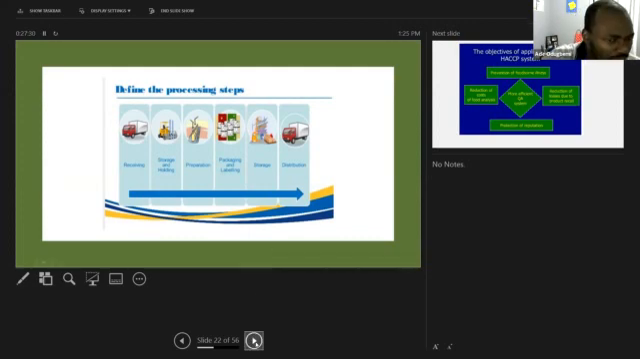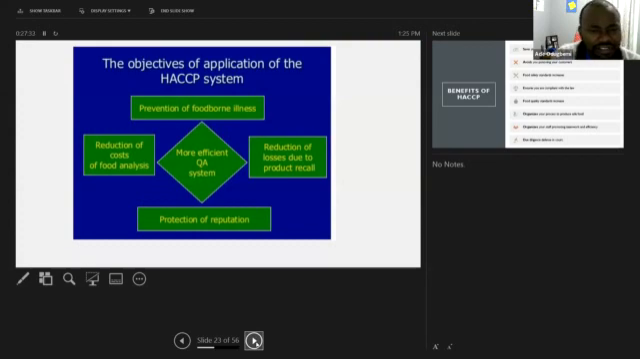So what are the objectives? Like I said, prevention of foodborne illness. You don't want to get people sick or killed. The reduction of cost of food analysis. If your food safety program is thorough, if it is detailed, you would depend less on finished product testing. Then you save money on your cost per unit.